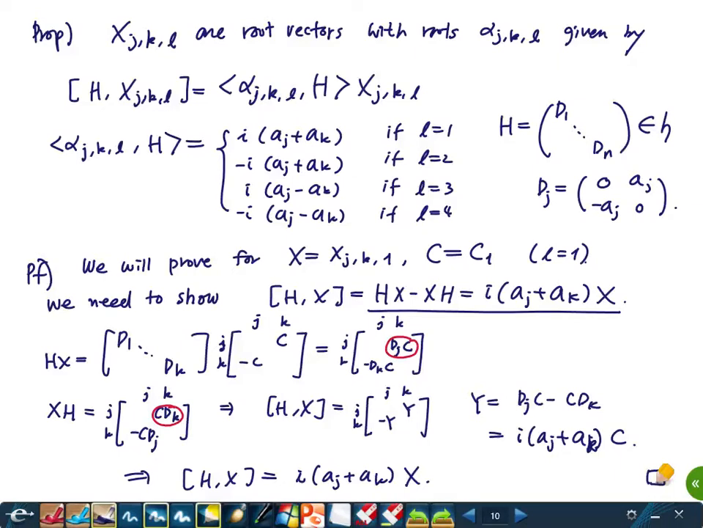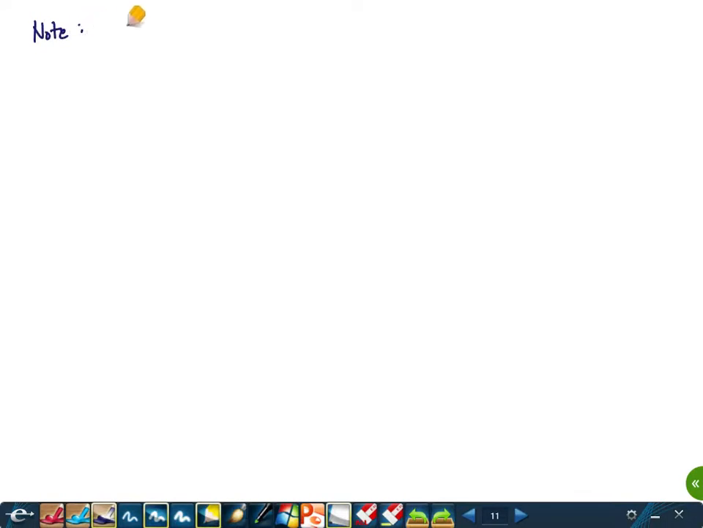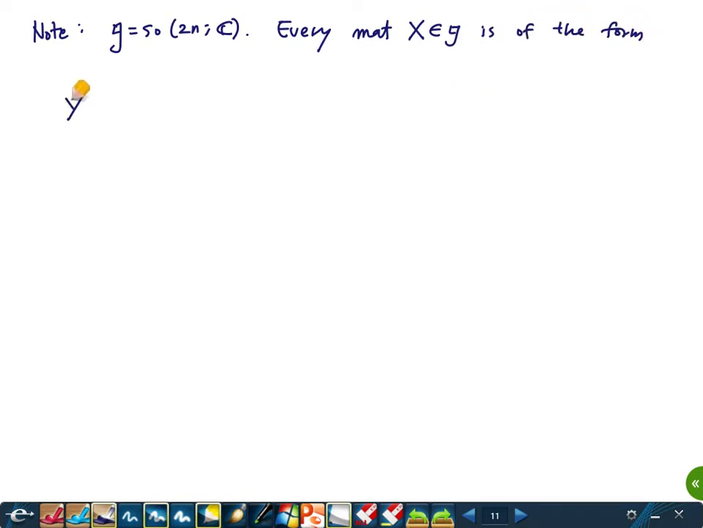Okay, so we found possible root vectors and possible roots. And they will be roots and root vectors, of course. Okay, we have to develop a little more properties. Note that for G we have so(2n, C), right? And every matrix X in G is of this form.